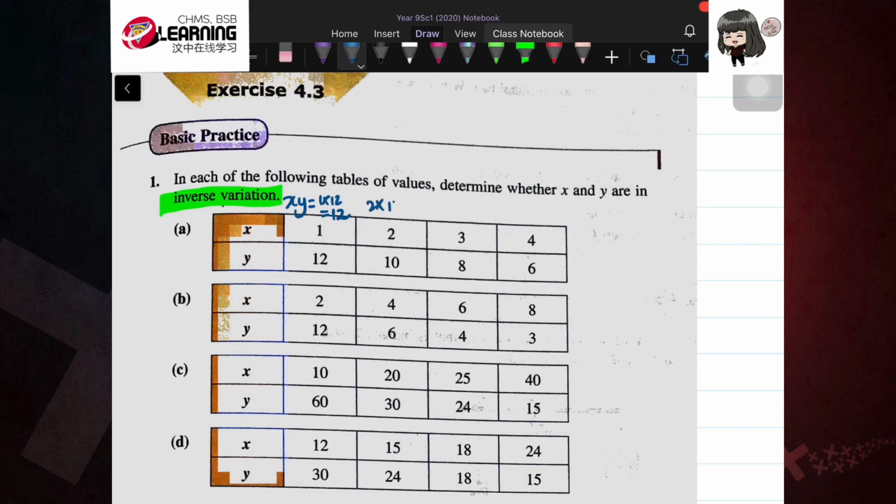Second part here, 2 times 10, we get 20. So since one is 12, another one is 20, can we say it's an inverse variation? Definitely no. Okay, so 3 times 8 is 24. 4 times 6 is 24. Not the same. So if they're not the same constant, the k is not the same, so we can say that this is not inverse variation.